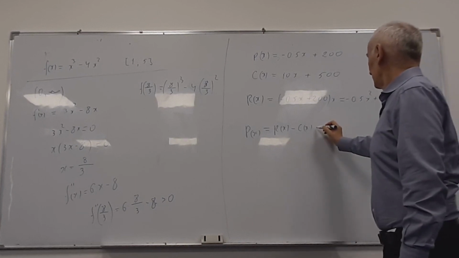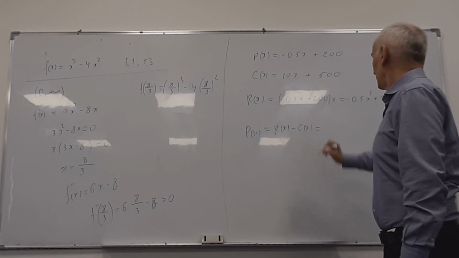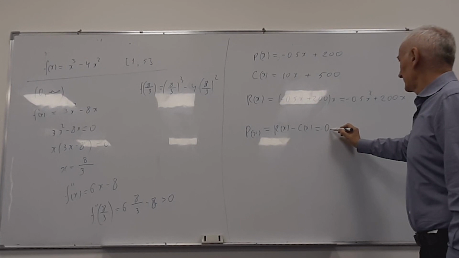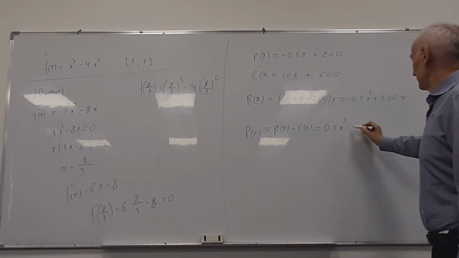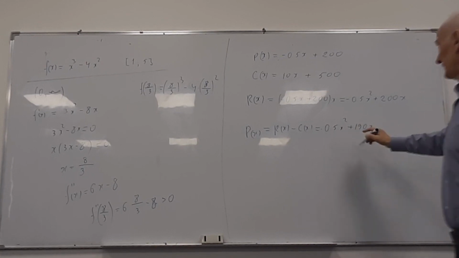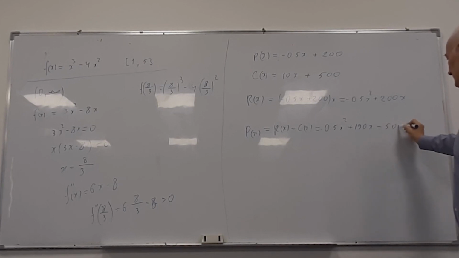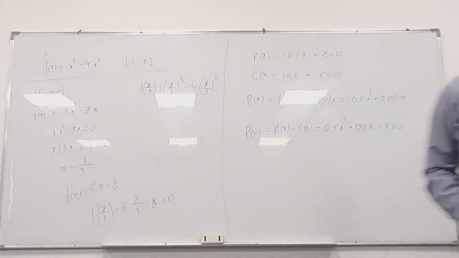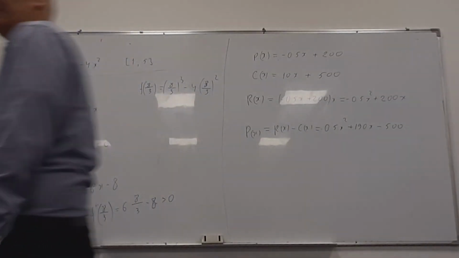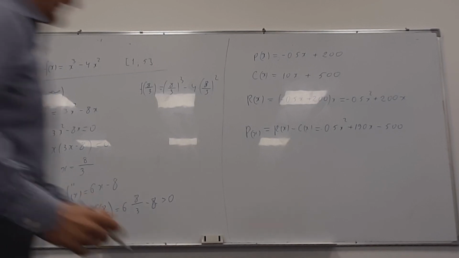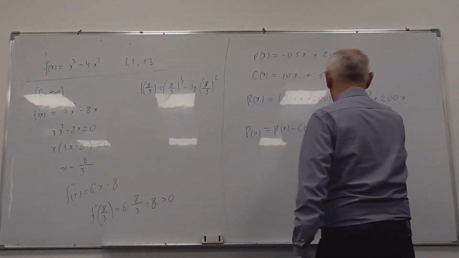And it's going to be negative 0.5x square plus 190x and minus 500. Is it correct? Georgi, do you agree? Oh, good.